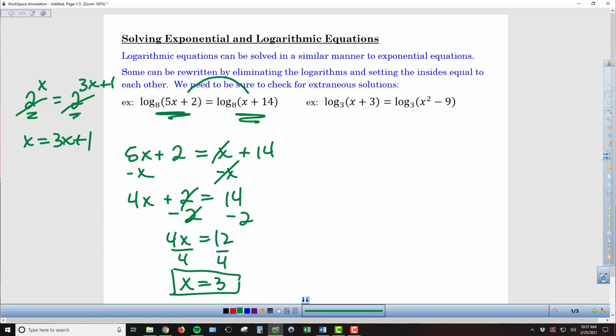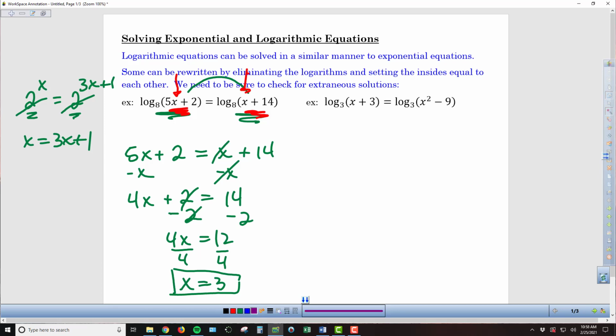Now, one thing we do need to make sure of in these logarithmic equations is to go back and check to make sure that our answer doesn't result in 0 or a negative inside of a logarithm. And in this case, that's clearly not going to happen. If I plug in 3 for x, I'm going to get 17 on the left. If I plug in 3 for x, I'm going to get 17 on the right. We're not taking the log of a negative or a log of 0, so therefore this answer works.